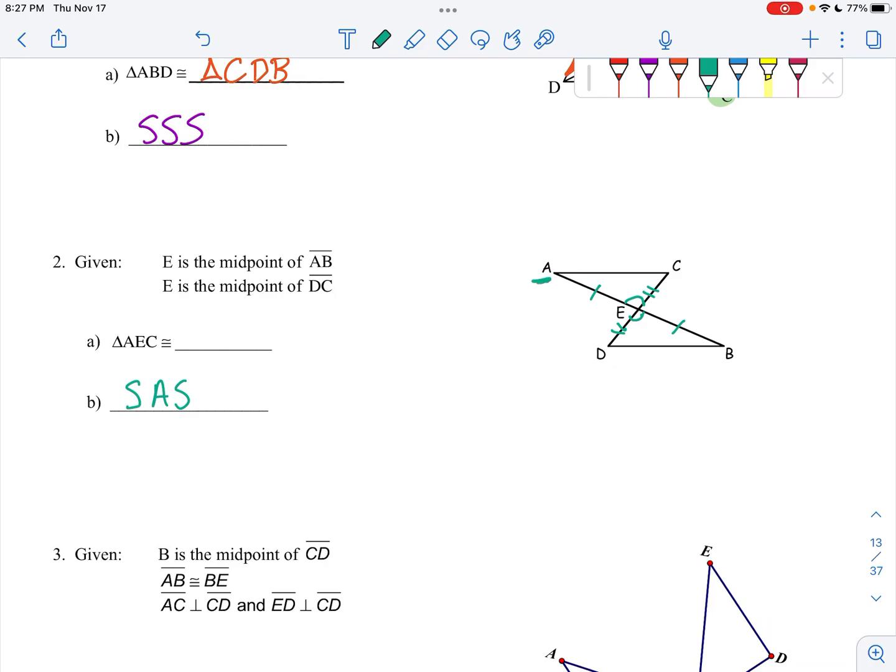So it looks like A matches with B because they both connect the one tick to no ticks, right? So A and B go together, so this is going to be triangle AB. Then it looks like the E's are going to go together because that's where the two angles are congruent. So BE, and then the last one would be D. D goes with C.